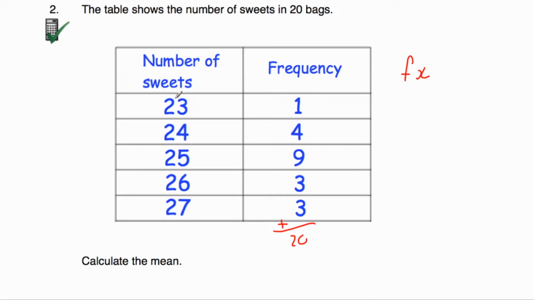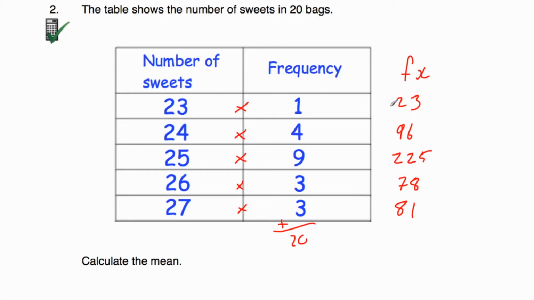We had 1 bag of 23, so 1 times 23 is equal to 23. We had 4 bags of 24, so 4 times 24. And this is a calculator question, so that's going to be equal to 96. We've got 9 times 25, which is equal to 225. 3 bags of 26, well 3 times 26 is equal to 78, and 3 bags which each contain 27, 3 times 27 is equal to 81.